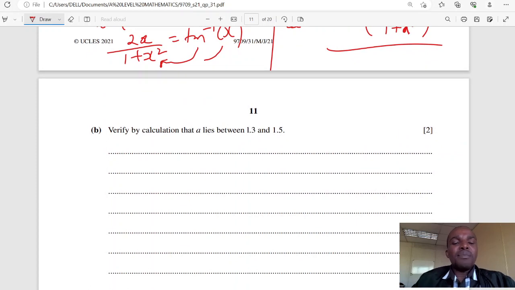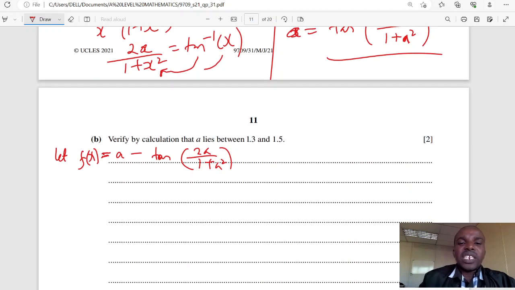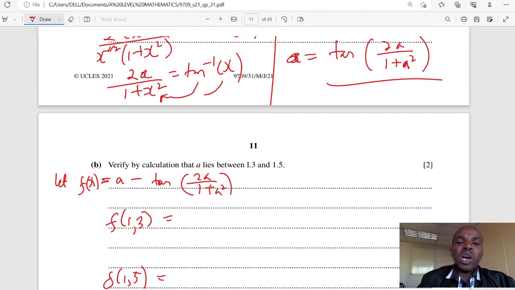Part B, verify by calculation that a lies between 1.3 and 1.5. And what you do, you can take everything to the left side of the equal sign. You can say a minus tan of 2a over 1 plus a squared, like this. Then you can say let f of x equal this expression. Then after that, you can put f of 1.3 first and f of 1.5. There must be a sign change. If there's a sign change, then you can deduce that there is a root between 1.3 and 1.5.